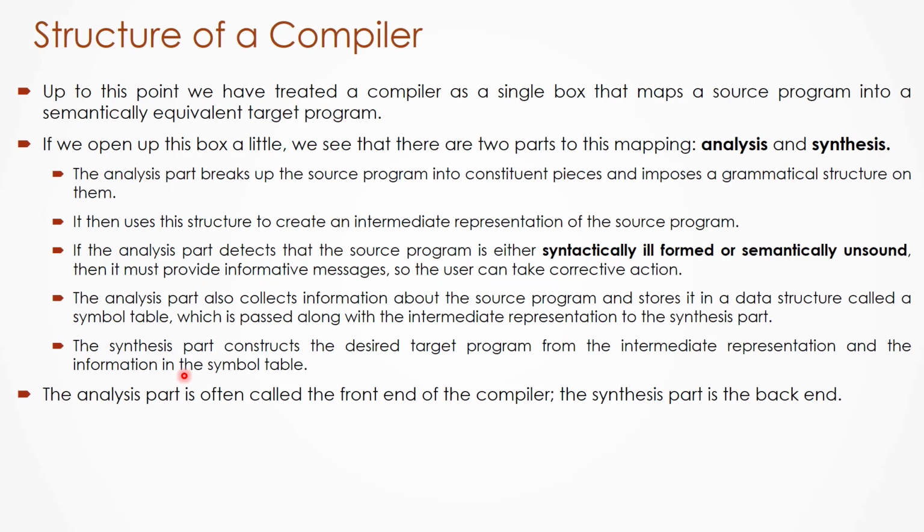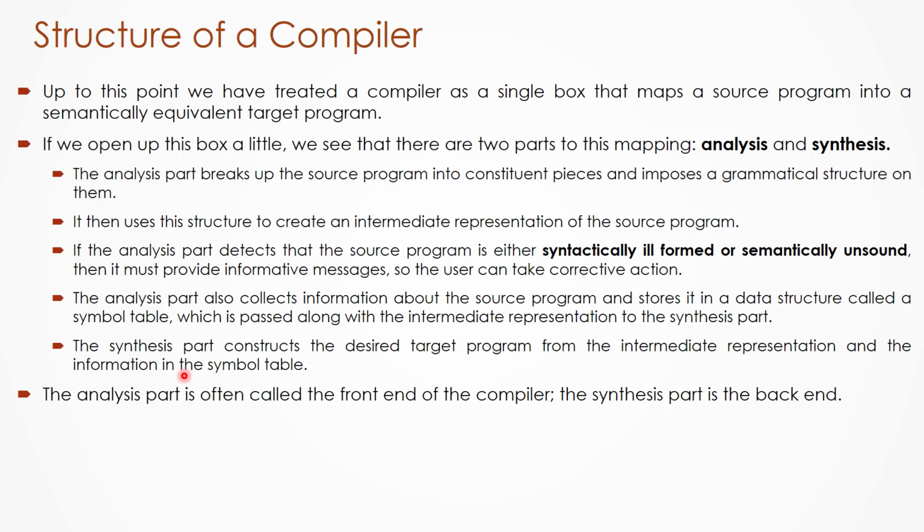Structure of a compiler. Up to this point we have treated a compiler as a single box that maps a source program into a semantically equivalent target program. If we open up this box a little, we see that there are two parts to this mapping, analysis and synthesis. The analysis part breaks up the source program into constituent pieces and imposes a grammatical structure on them. It then uses this structure to create an intermediate representation of the source program.